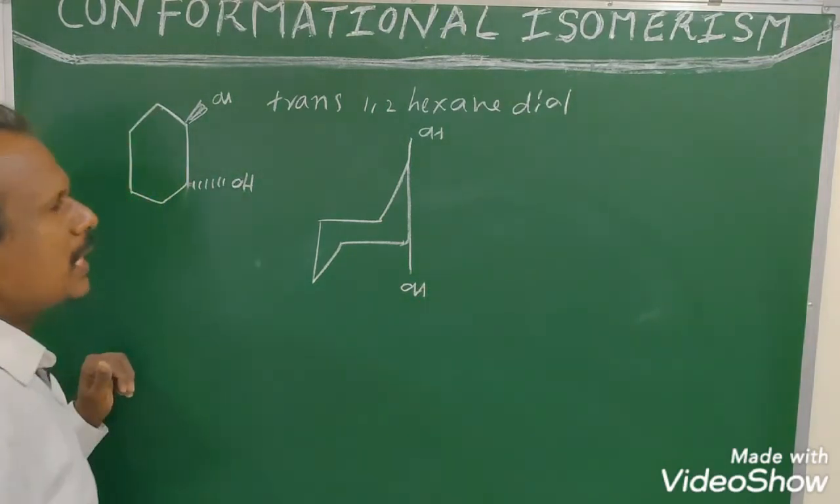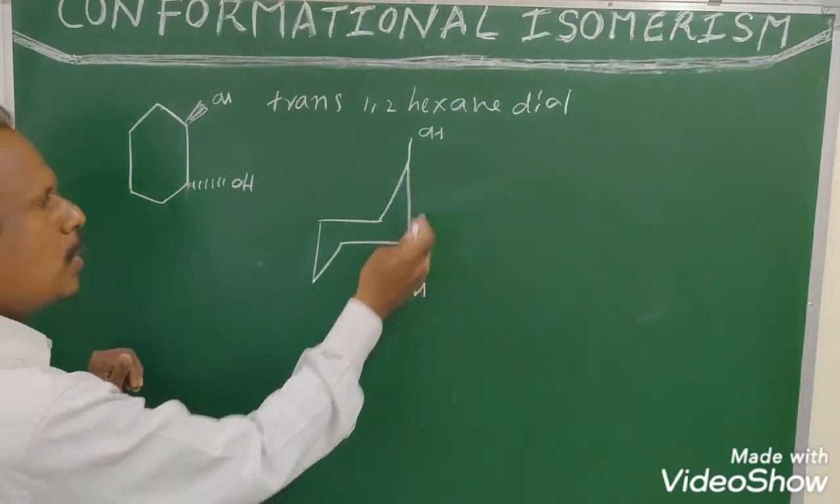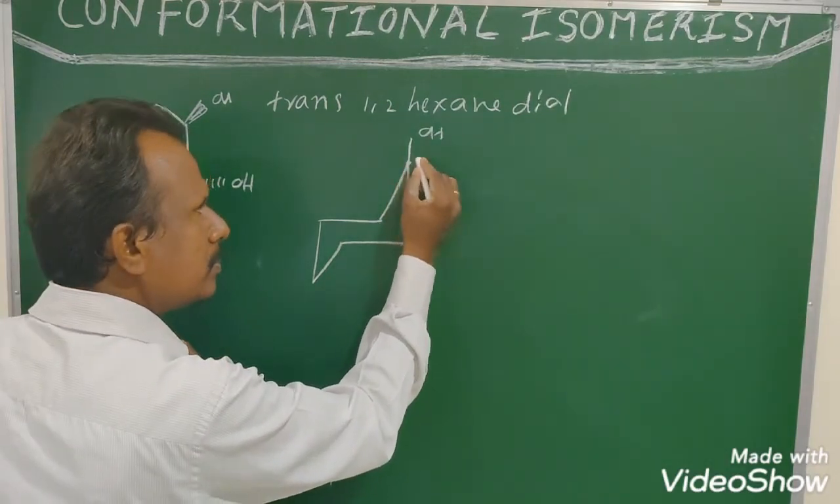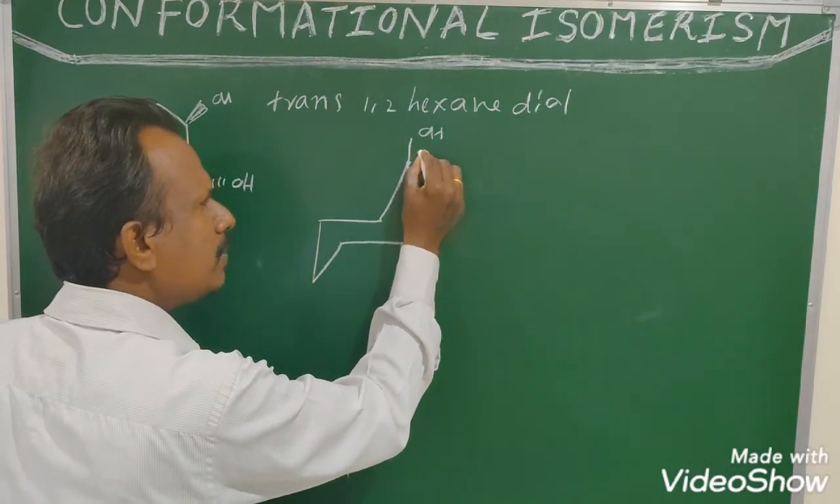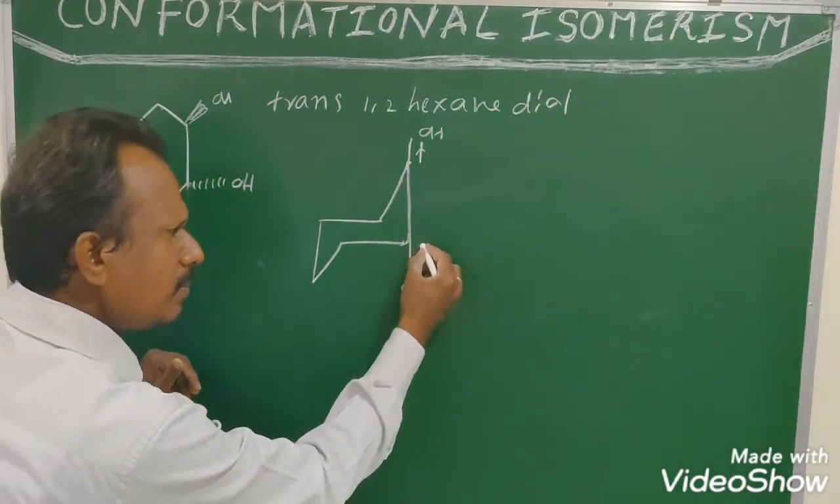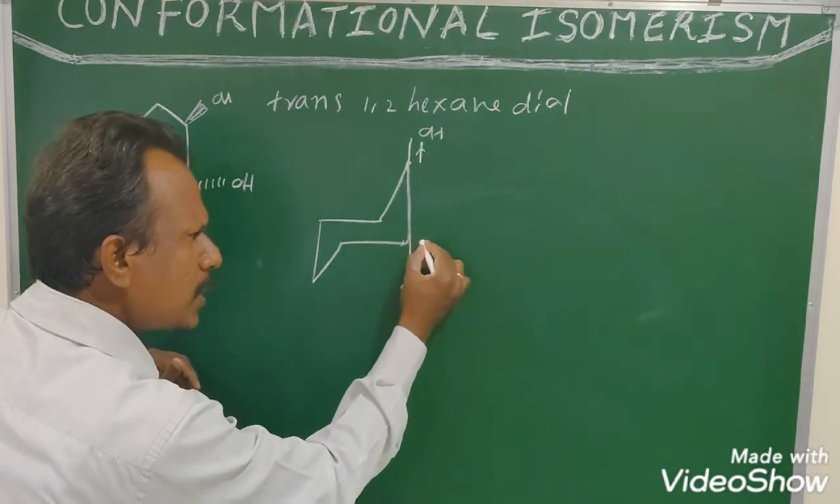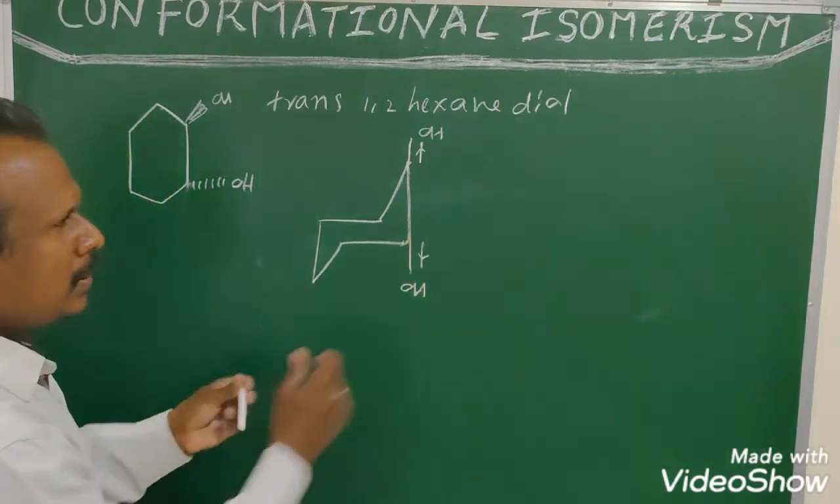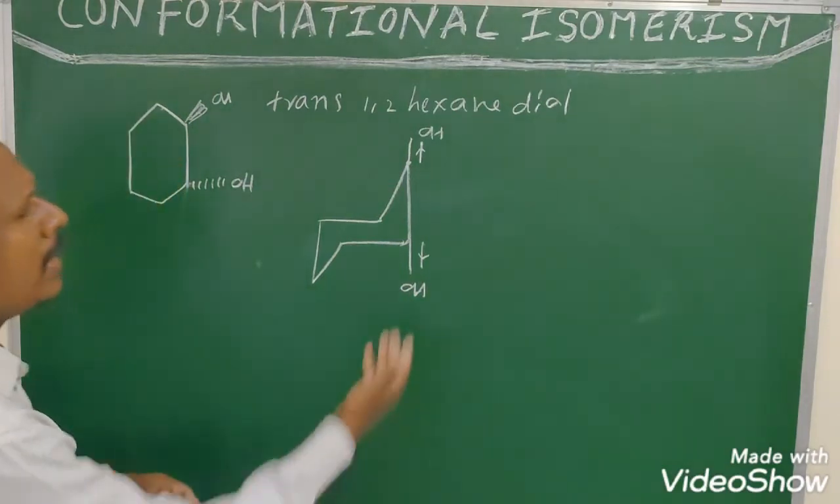This is the one chair conformation. These two are in trans position. The simple trick is to draw an arrow from the carbon to the substituent. This is the arrow mark direction. Here also, carbon to substituent arrow mark direction. Both arrows are in opposite directions, so they are in trans location.